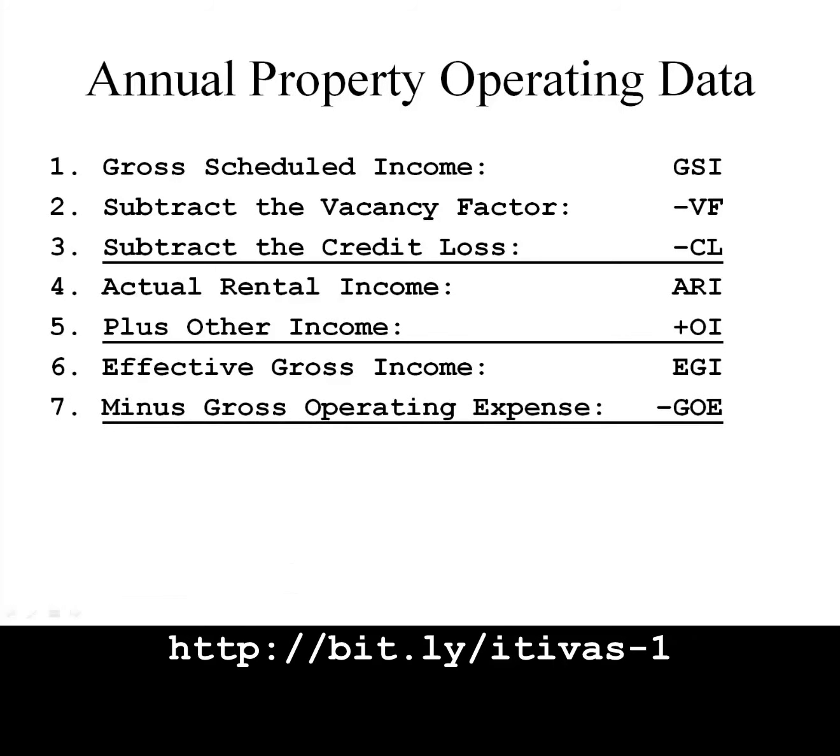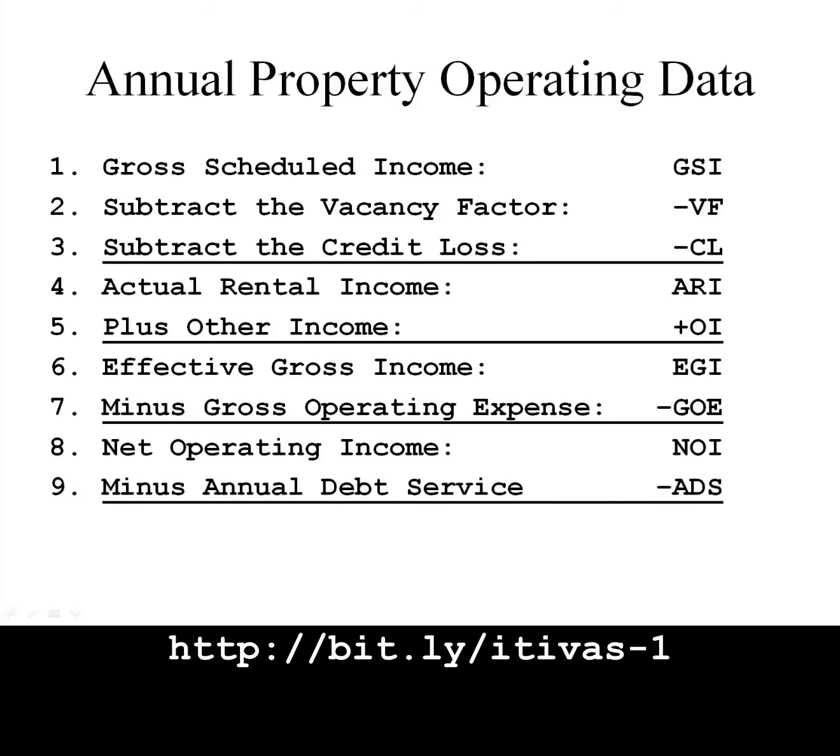We then subtract the gross operating expenses. These are just the expenses related to operating the property, nothing to do with debt on the property, to arrive at the net operating income, NOI. If you paid all cash for the property, then the net operating income would be the net spendable cash coming to you. Since most real estate transactions do not involve all cash purchases, they involve debt, we must then subtract the annual debt service from the net operating income to calculate the net cash flow before tax.